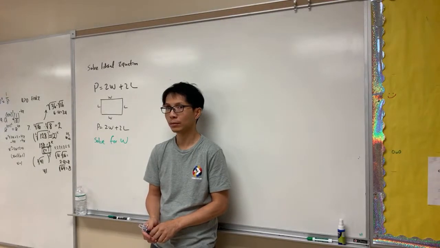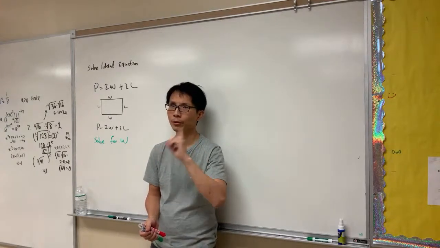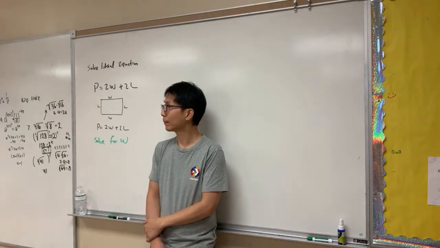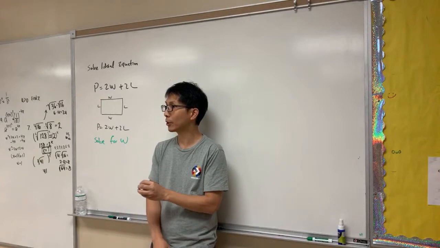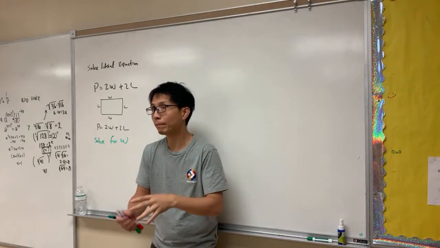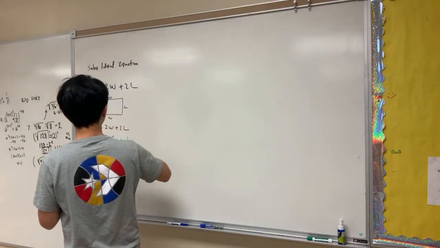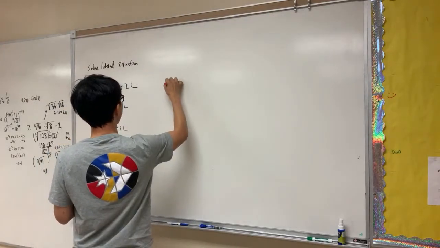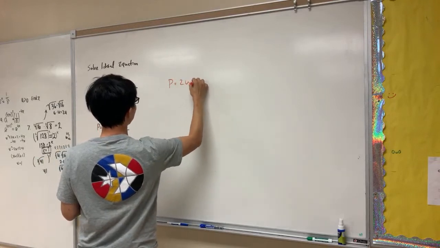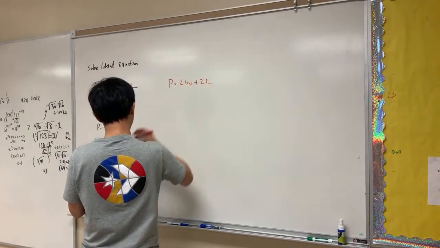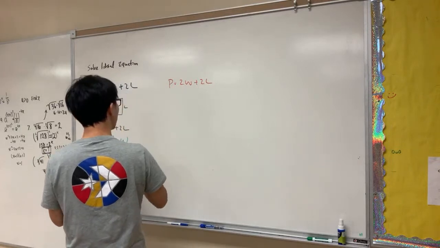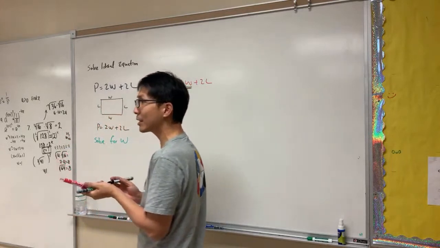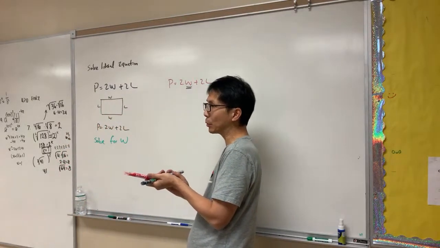Is the thing equivalent to the whole screen? Oh yeah, whole board. How many of you need me to go over it? Raise your hand. So what happened is we got P equals 2W plus 2L, and we're solving for W. So we underline W. That means you need to isolate W, just like you do with absolute value.